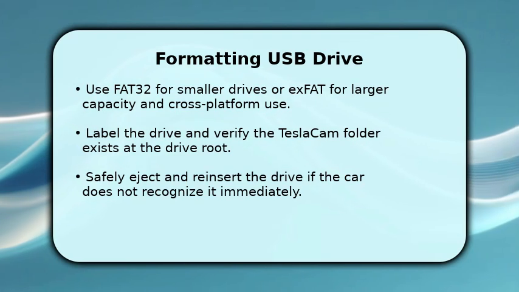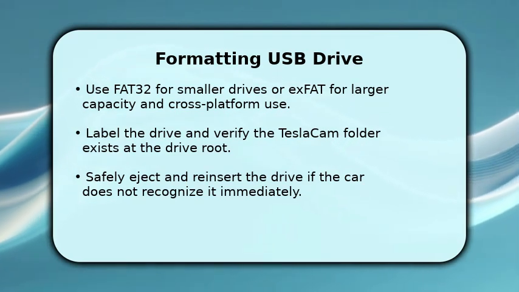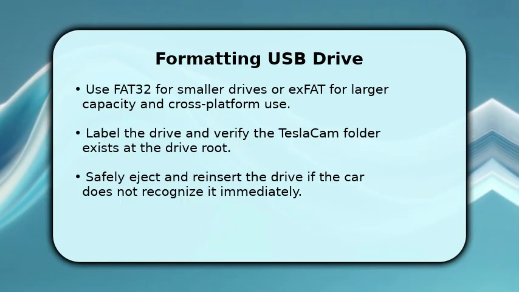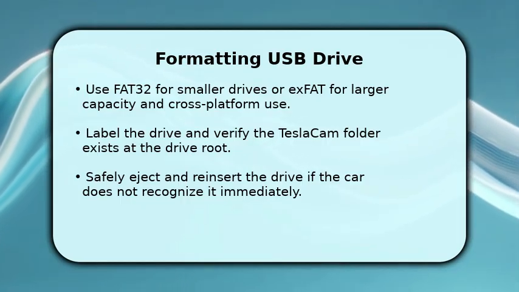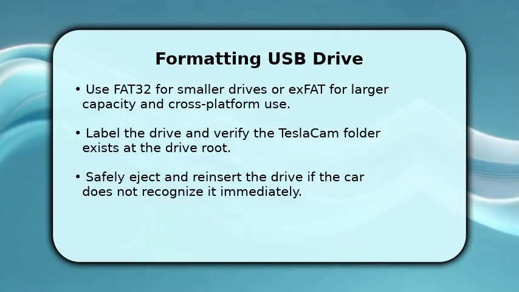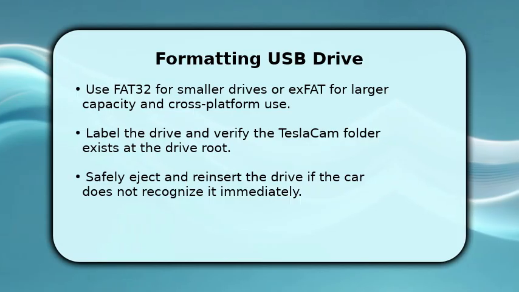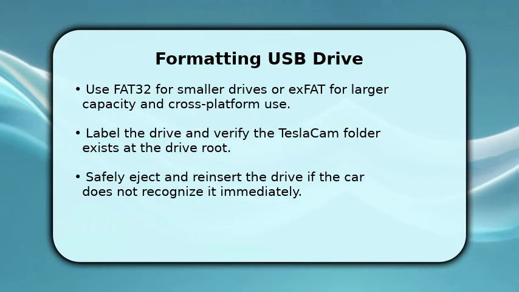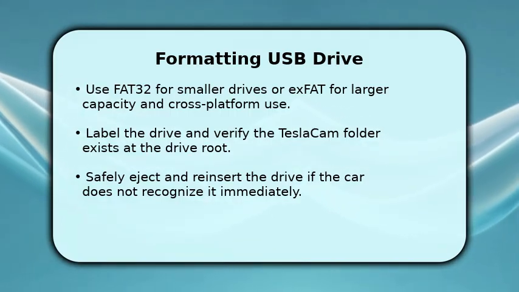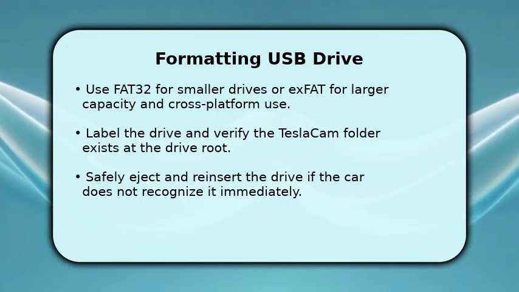Format your USB drive correctly before use to ensure the car can write video clips reliably. I recommend FAT32 for drives under 32 GB and exFAT for larger drives, then create a TeslaCam folder at the root. Insert the drive into the front USB port until the Dashcam icon appears on the screen. Test by saving a clip and review playback in the gallery to confirm successful setup and recording status.